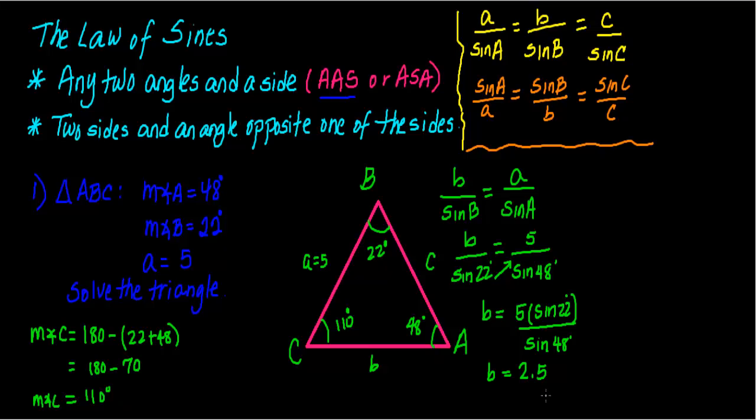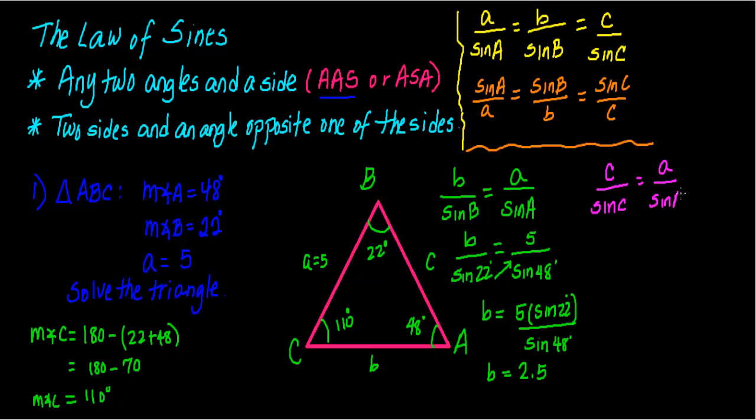Okay. Now, we're going to look for C. Okay? Let's look for C. So if I want to find C, this is what you do. C over sine of C. And again, I'm going to equal this to a value that I have the angle and the opposite side to, the angle. Okay, so I'm going to use A again. I'm going to use A over sine of A.